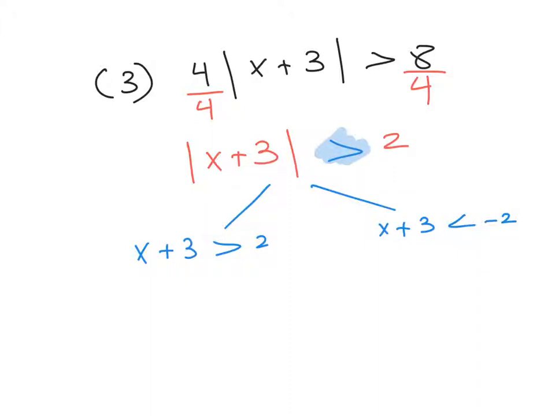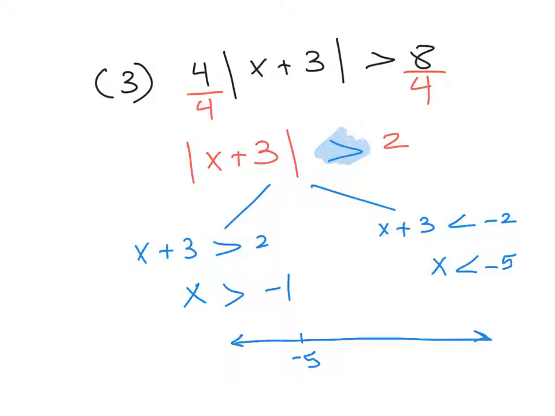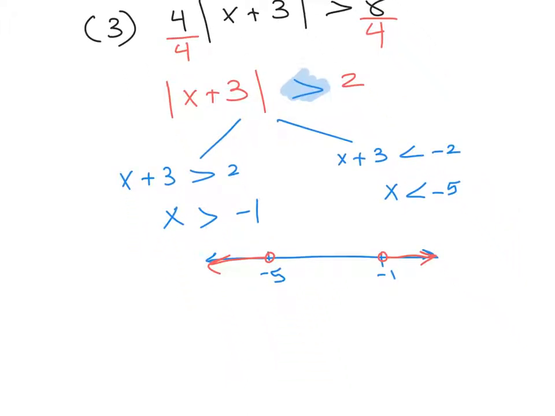Then my first inequality is going to be x greater than negative 1, and the second one is going to be x less than negative 5. I don't really need to represent it on a number line, but if you think that will help you write down the solution in interval notation, you may. So x less than negative 5, and x greater than negative 1. So then my interval notation is going to be from negative infinity to negative 5, not included, and then from negative 1 to infinity included.